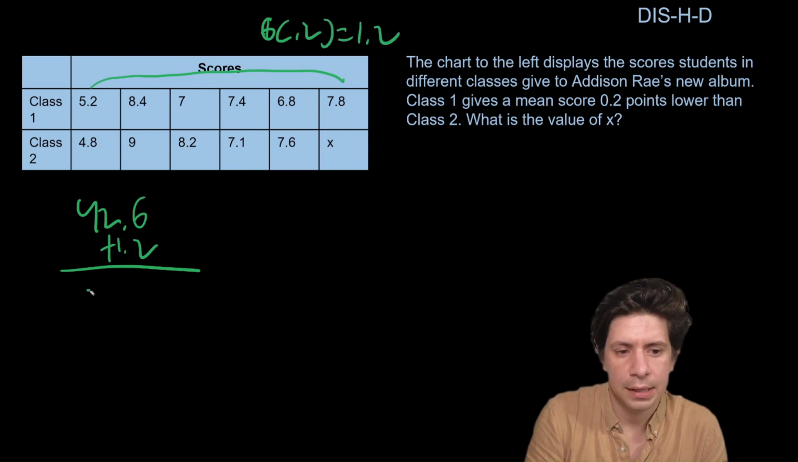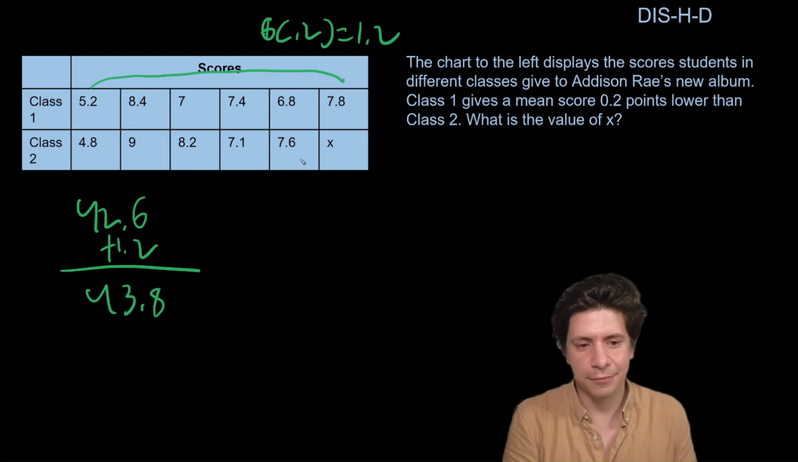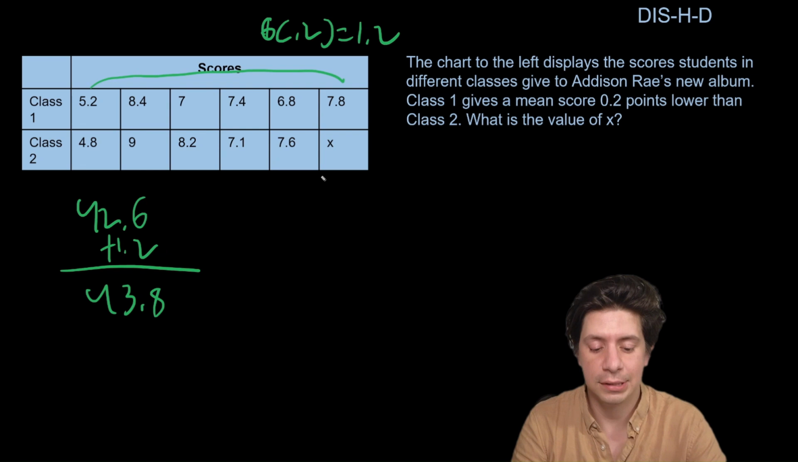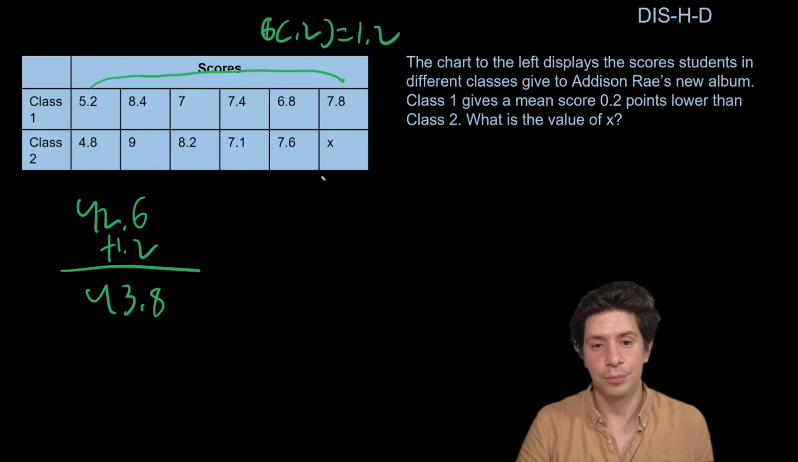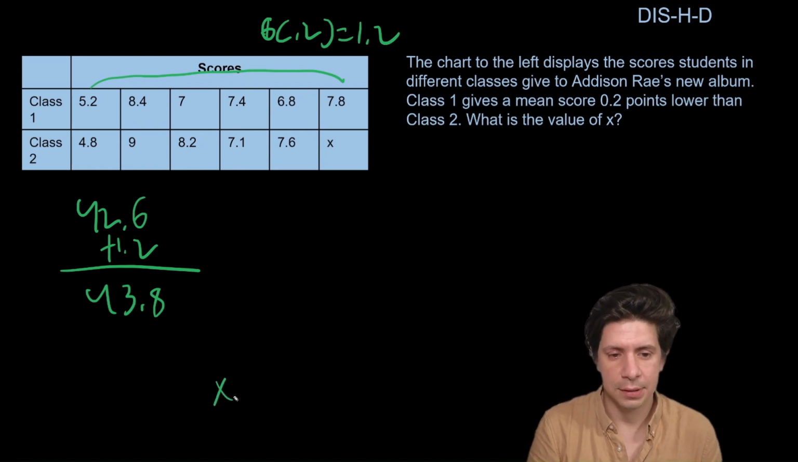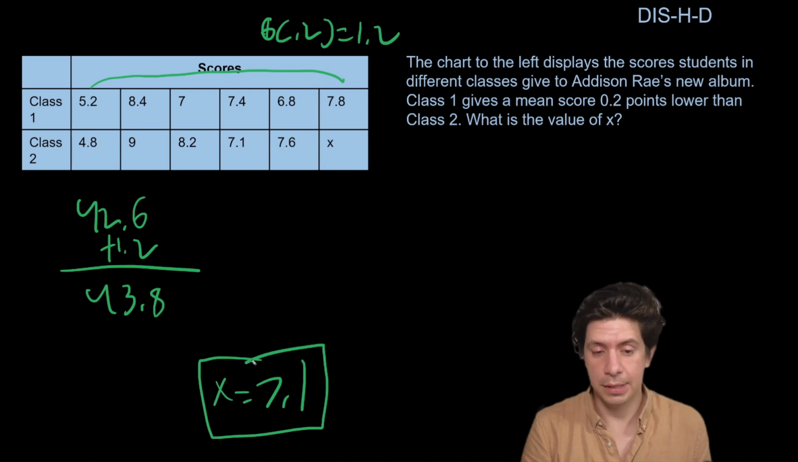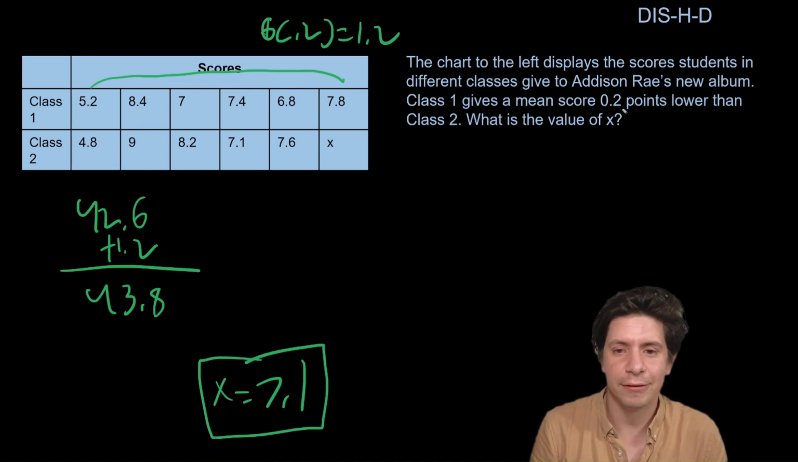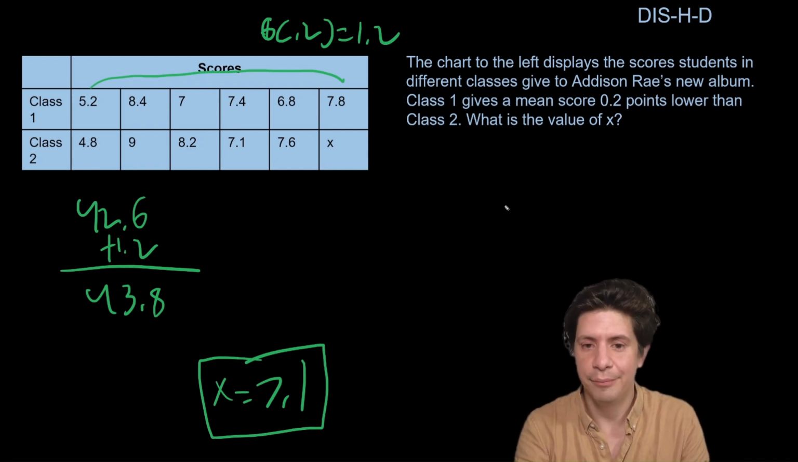And that'll be 43.8. Now we're going to subtract these from it to find the remainder, which would be the X value. So add those together and then take them away from 43.8, and you will get 7.1. X equals 7.1. All right, it's a little tricky, and you want to make sure that Class 1 is 0.2 points lower. If it had been Class 2 was 0.2 points greater, you would take away that value. So just be careful with the wording.